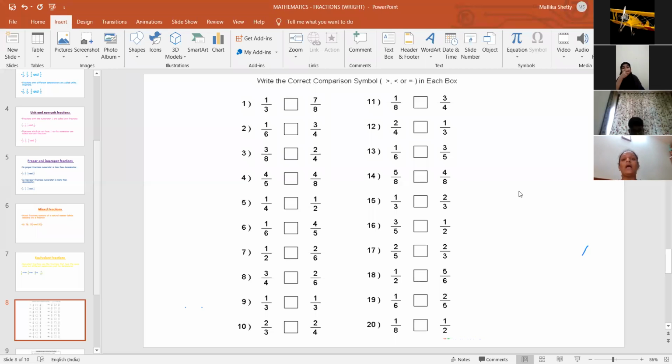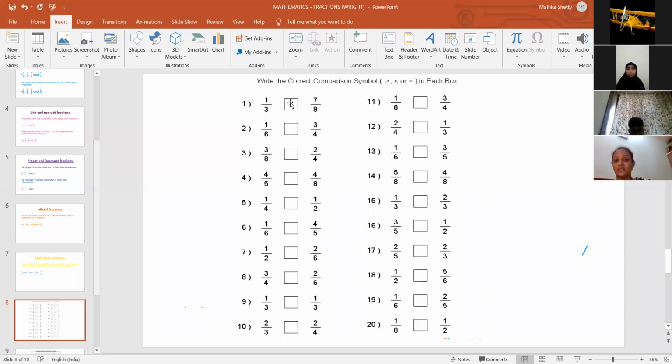Very good. Okay, now coming to it. It tells us to write the correct comparison symbol. Now, which is this symbol? We have three symbols here: one is greater than, one is less than, and one is equal to. Now, there are two fractions given. You have the fractions, and in the box you have to write whether one is greater than the other, less than the other, or equal.